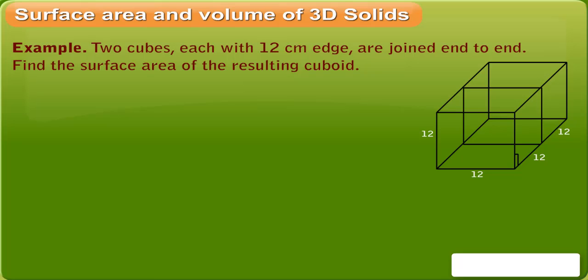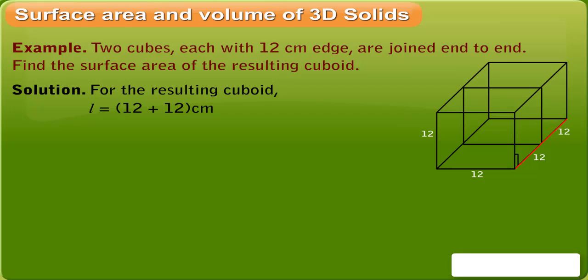Let's take the next example. Two cubes each with 12 centimeter edge are joined end to end. Find the surface area of the resulting cuboid. Let's solve this. For the resulting cuboid, as we can see in the figure, length L is equal to 12 plus 12 centimeter, which is equal to 24 centimeter. Breadth remains the same as 12 centimeter and height also remains the same as 12 centimeter.